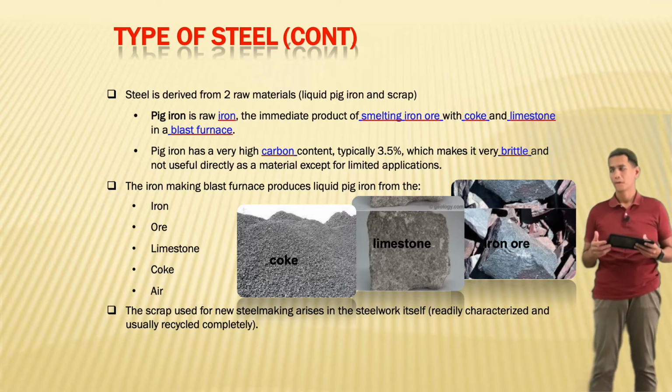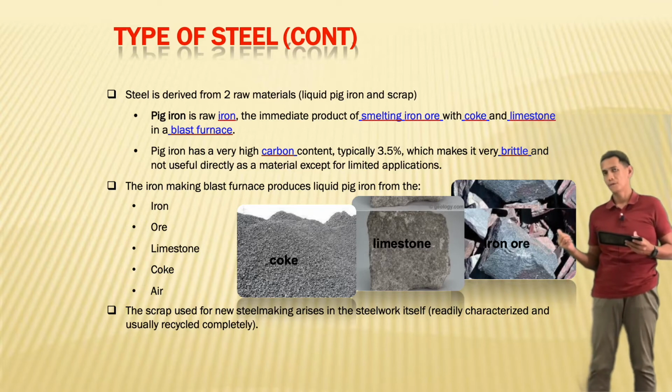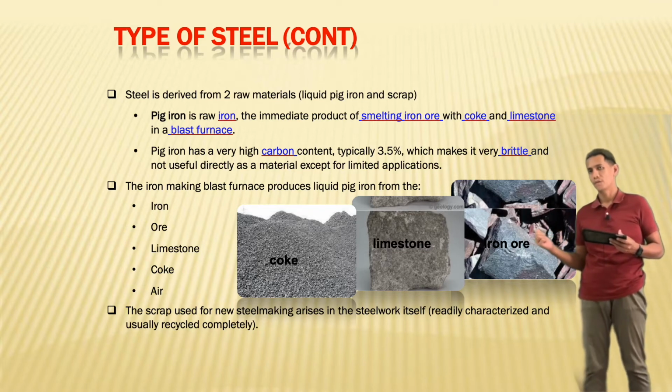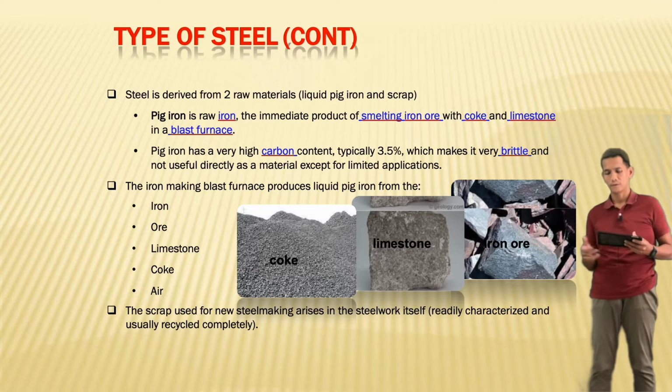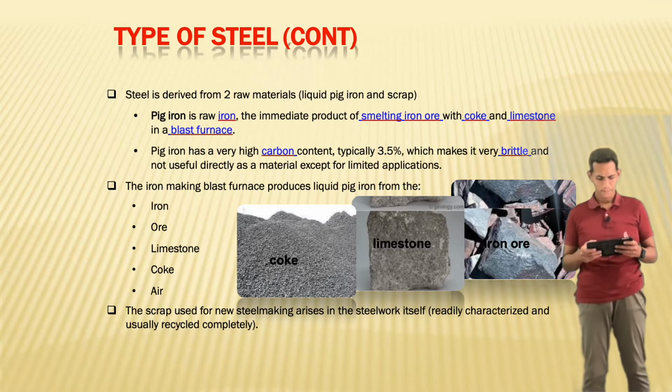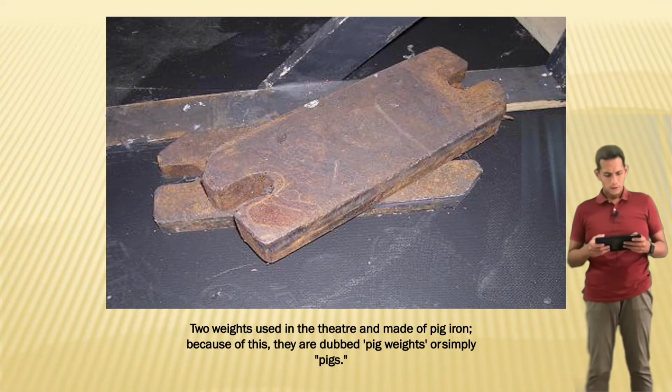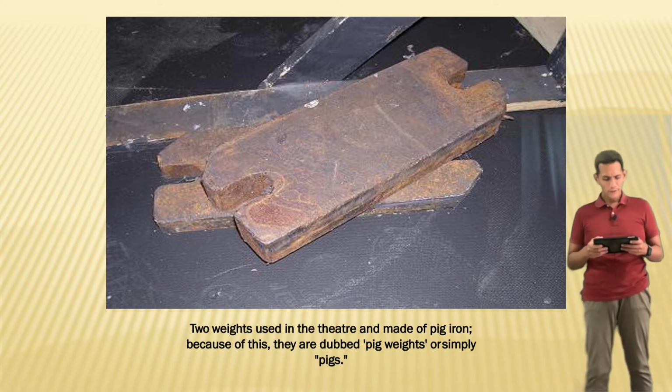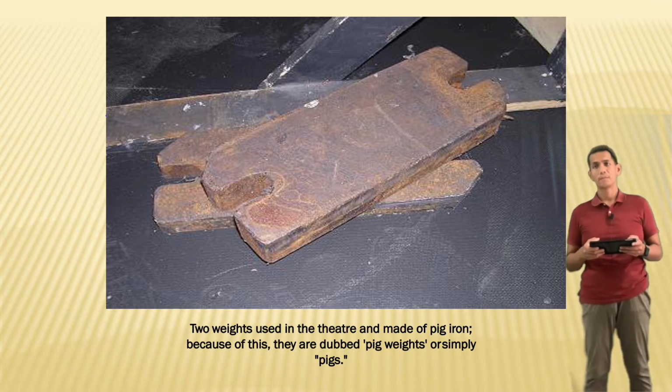So we have an example of the materials: coke, limestone and iron ore. The molds used in creating pig iron made them resemble pigs, and because of this they are dubbed pig weights or simply pigs.